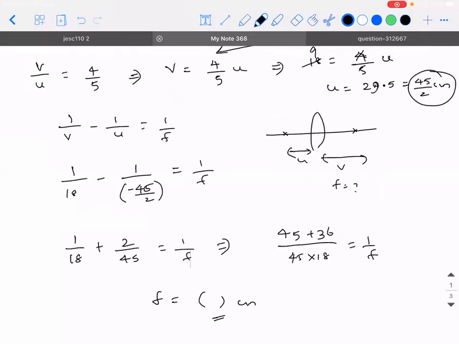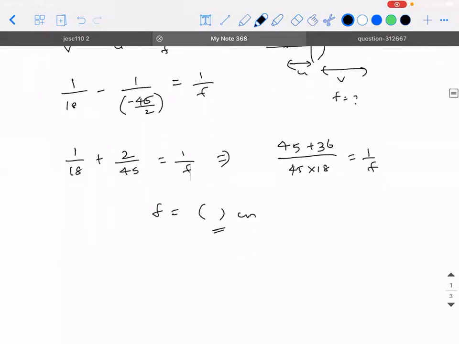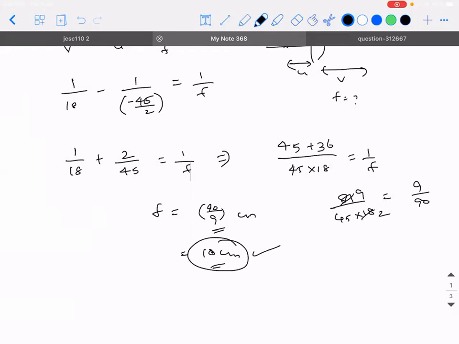I think 45 by 2 is 22.5. Anyways, fortunately, I didn't use it. So it will be 81 divided by 45 into 18, guys. This will go 2 times, this will go 9 times. So 9 divided by 90. So focal length will be 90 divided by 9, or it is 10 centimeter. Okay, the focal length of this lens is 10 centimeter.